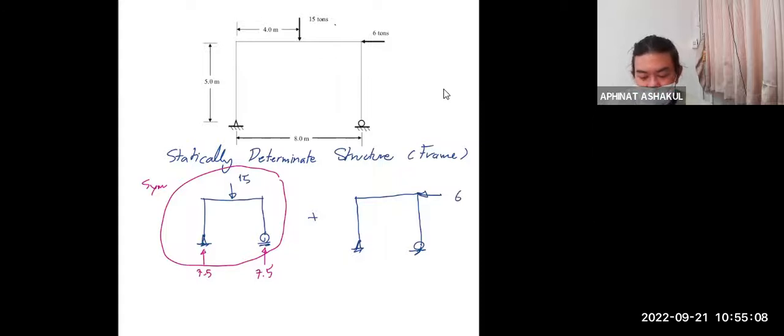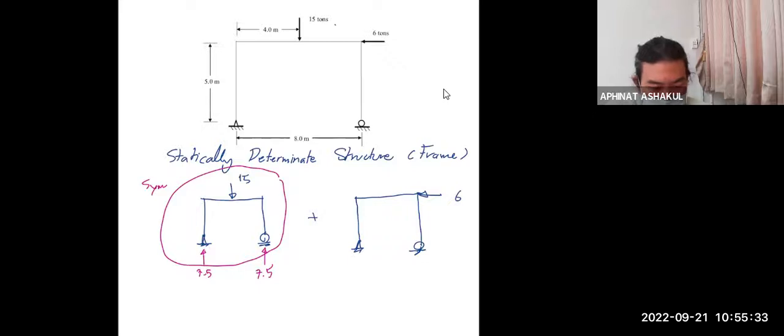Now, again, as usual, remember that I told you the reaction of a statically determinate structure doesn't depend on the shape of your structure, correct? I can draw a box here. I can draw a heart here. I can draw the shape of a tree here. It doesn't change the reaction.